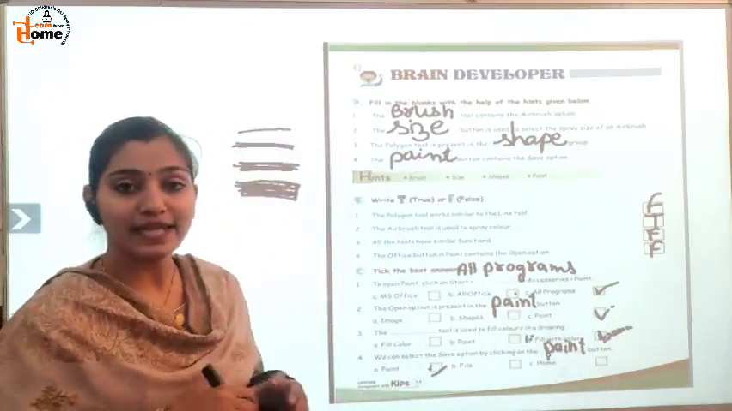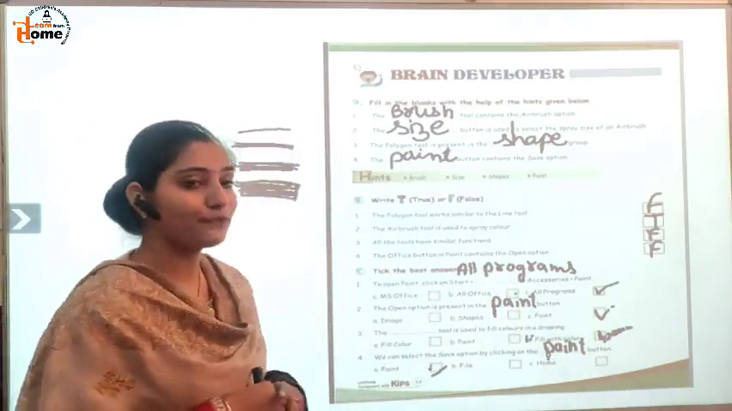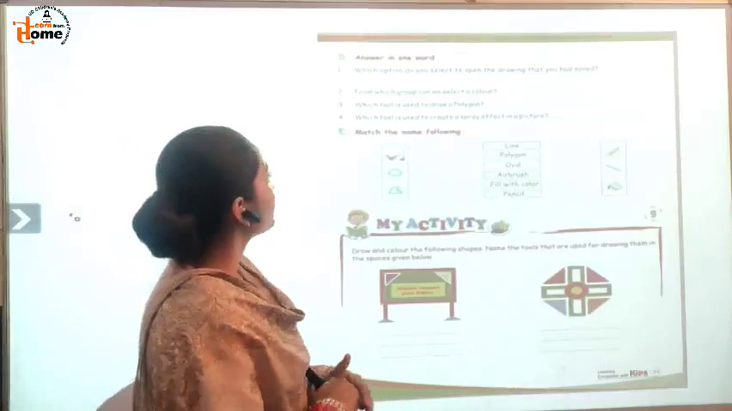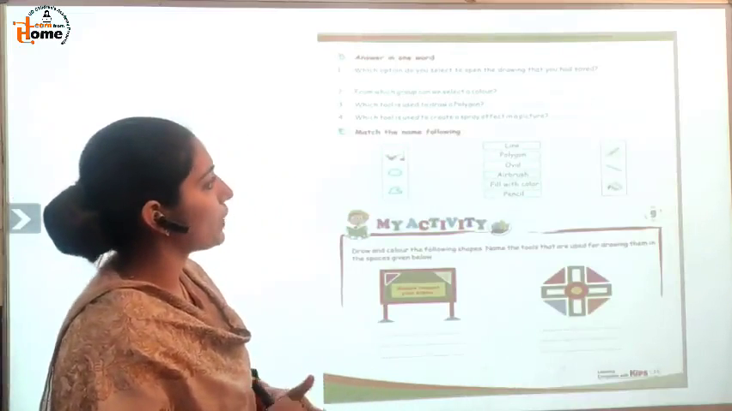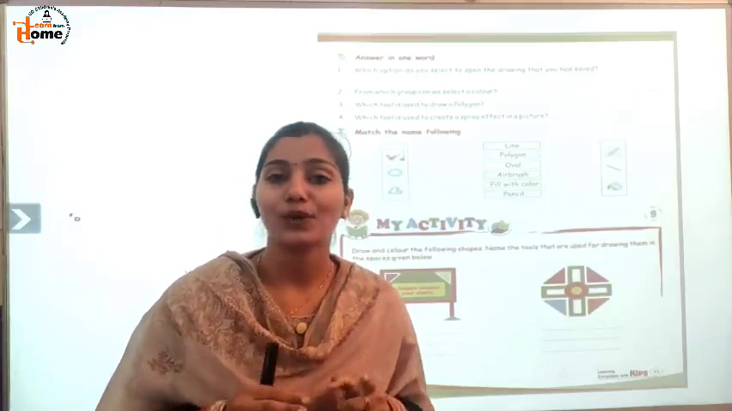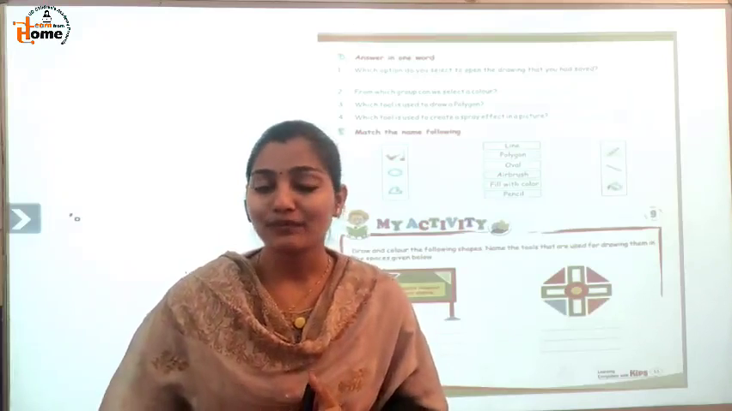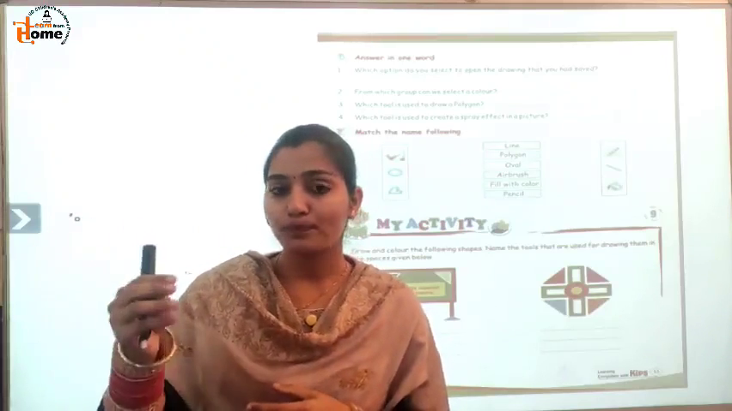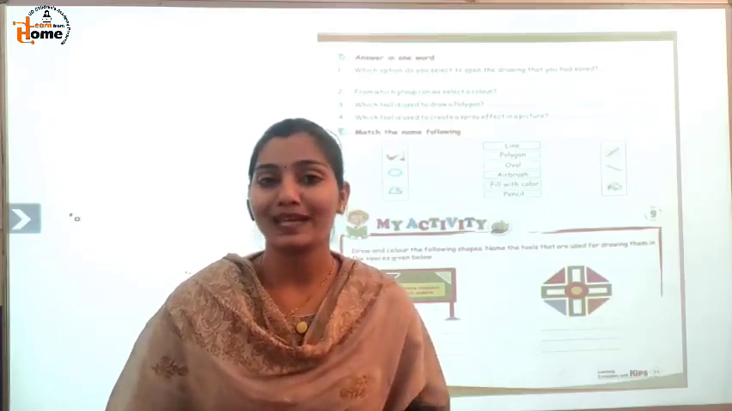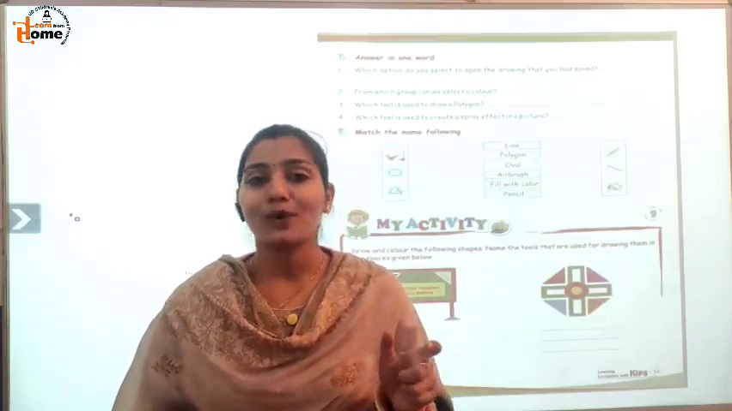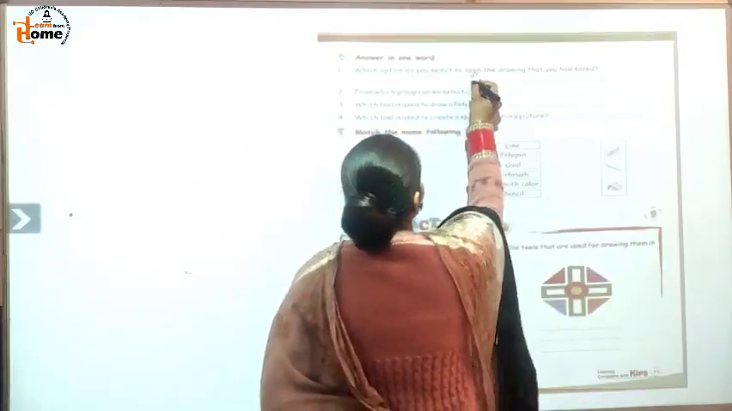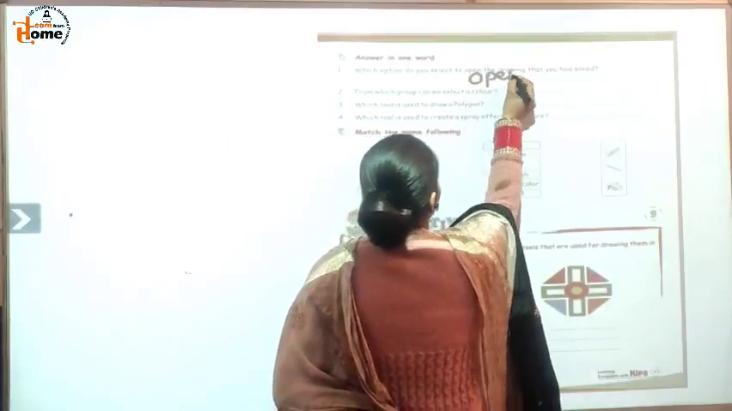Let's move to the next page. Okay, turn to page number 54. Answer in one word. Which option do you select to open the drawing that you had saved? How can you open your drawing? By clicking on the open button, right? When you click on the paint button, options will appear. On which option will you click? You will click on the open option, right? So from the paint button, we will write here open.